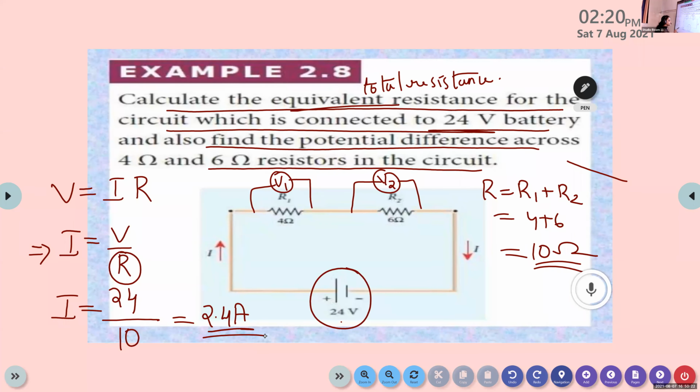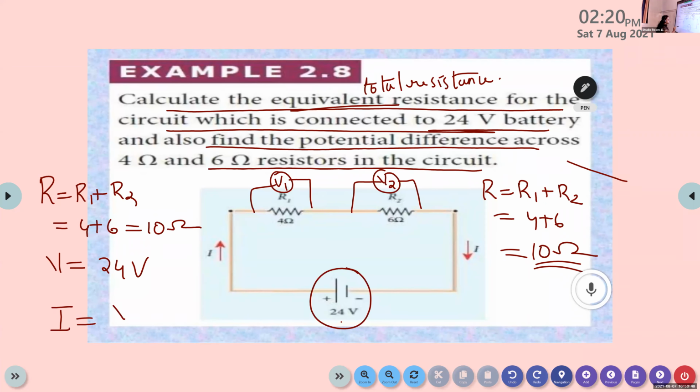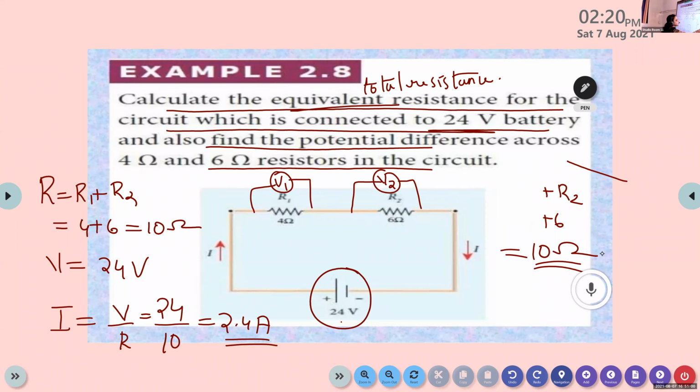Since it is a series combination, the same current is passing through the resistor R1 and the same current is passing through the resistor R2. Okay. So here we find the total resistance that is given by R is equal to R1 plus R2, that is equal to 4 plus 6 equal to 10 ohm. And here the potential difference V is given as 24 volt. So here we can find out the current I is equal to V by R, that is equal to 24 by 10, that is equal to 2.4 ampere. So here we get the value of current. The same current is flowing through the resistor R1 and R2 respectively.